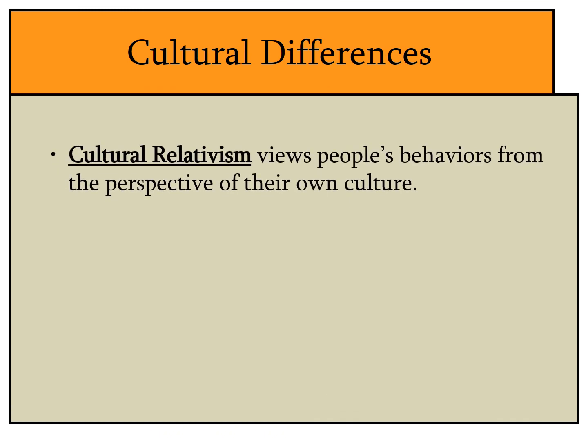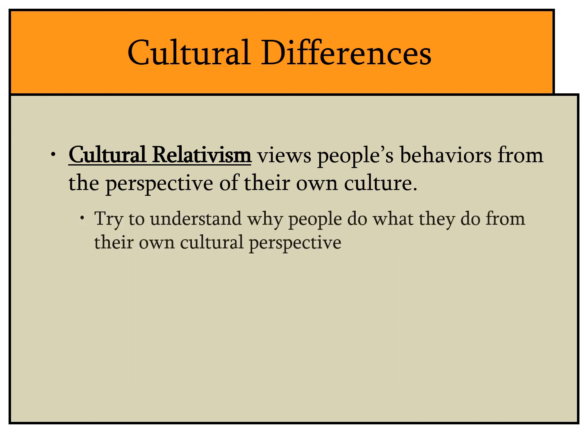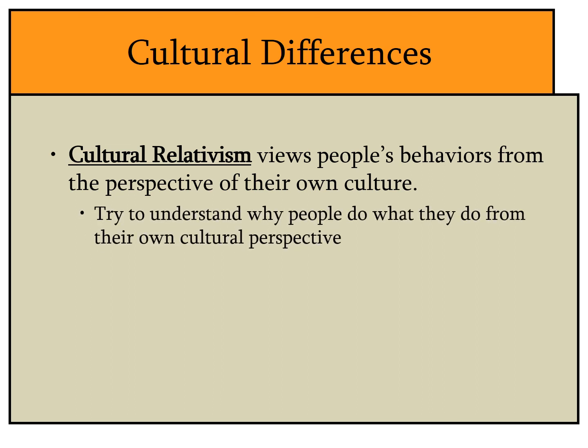Now, the opposite of being ethnocentric is to be what is defined as a cultural relativist. And a cultural relativist is a person that tries to understand why people do what they do from their own cultural perspective. So instead of judging them, instead of dismissing a culture, instead of viewing a culture as inferior, they try to understand why people do what they do from their own cultural perspective. So the importance of being a cultural relativist is to be understanding. They try to understand why people do what they do from their cultural perspective, as opposed to judging them and viewing them as inferior.